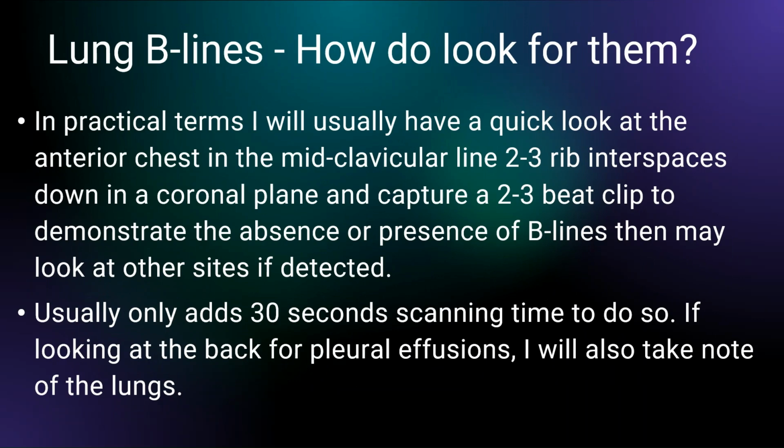In practical terms, when looking for lung B lines, what I'm doing is looking in the anterior chest, normally around the mid-clavicular line, coming down 2 or 3 interspaces, and looking in a coronal plane, and then I'll generally capture a 2 to 3 beat clip just to demonstrate the presence or absence of B lines. I may then look at other sites if I detect some suggestion of it from the first pictures. In reality, it adds about 30 seconds of scanning time. If I'm also looking at the back for pleural effusions, then I'll also take note of the lungs because you can see B lines from there as well.